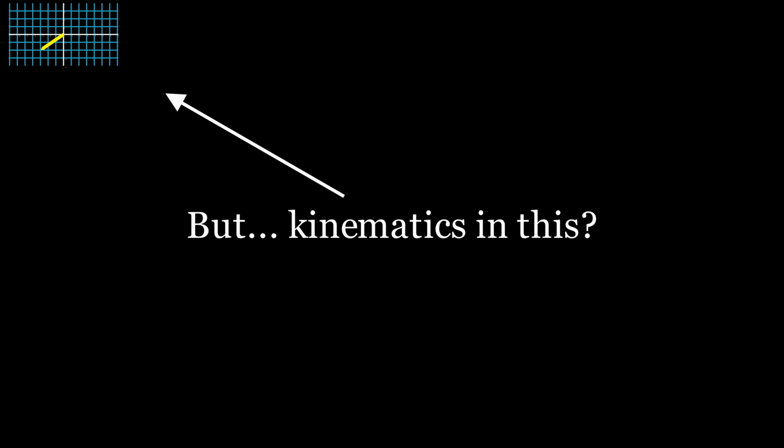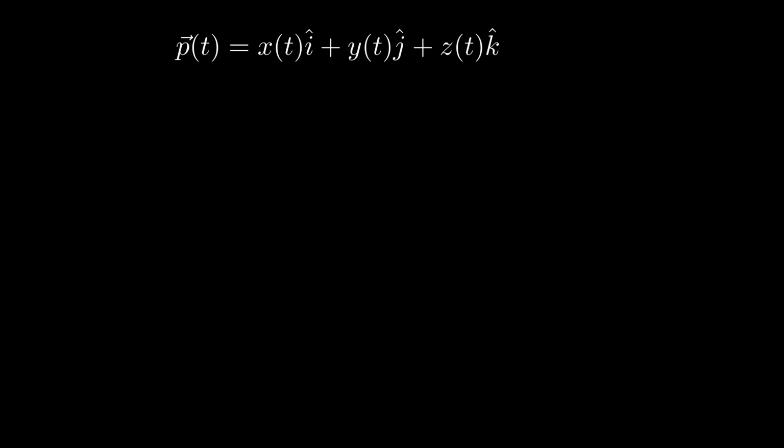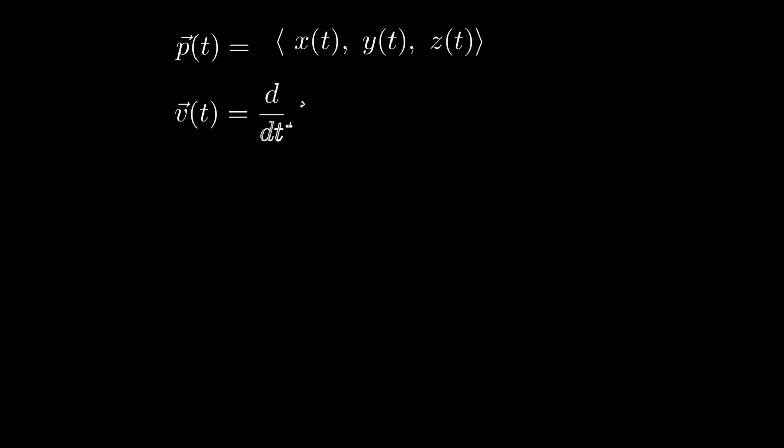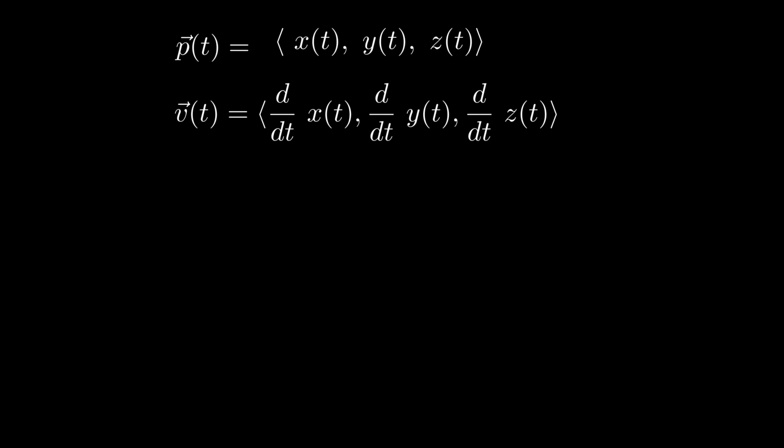Well, what we need is to find a set of equations that describe the position, velocity, and acceleration of a particle in this coordinate system. By definition, the position is defined as x(t) i hat, y(t) j hat, and z(t) k hat, where x, y, and z are all functions of time. Now, to find the velocity, we can differentiate our position function with respect to time. And since the unit vectors are independent of time in this coordinate system, which is nice, we can just write the velocity as the time derivative of x, y, and z in the i, j, and k direction respectively.